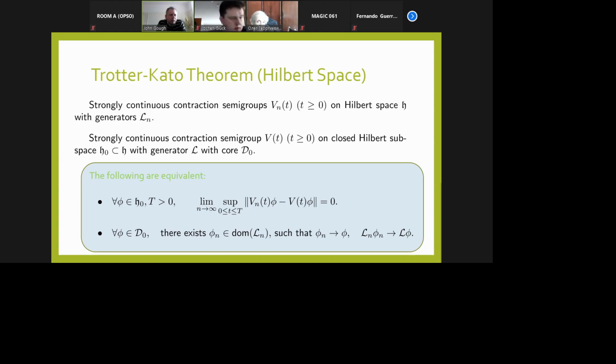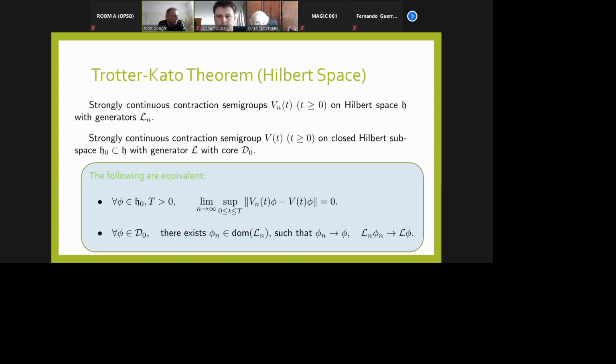It's going to be, generally speaking, on a closed Hilbert subspace H0, because we want to allow this situation where we've eliminated something. Some of the degrees of freedom have sort of decayed down to their equilibrium value. So we have a semigroup which is acting on a smaller Hilbert space than the original one. So this limit object has a generator L, which has a core D0.